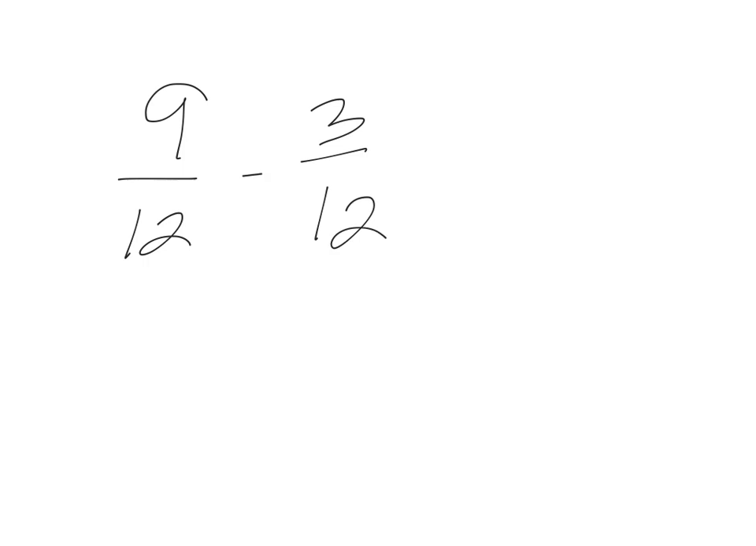So now I'm going to try another one. The problem that we're going to do is 9/12 minus 3/12. So make sure you're writing this in your notes. Since our denominators are the same, 12 and 12, all we need to do is subtract the numerators. So 9 minus 3 is 6. And we keep our denominator the same. So we're going to keep it as a 12. We're not going to change it.